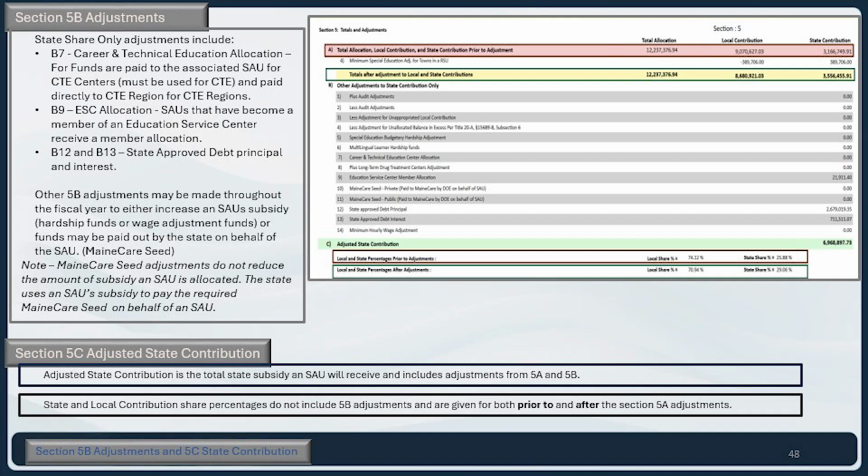And when you look below, you can see we have a percentage of state to local share, and those 2 percentage differences are only from section 5A. So if you are not a minimum contributor, you don't have an adjustment in 5A, those 2 are going to be exactly the same. Here you can see they did have a minimum contributor adjustment up in 5A, so the share before and after are shown there. So the state share increased from 25.88 to 29.06. And Ida is going to come up and give you a little bit on career and technical education.